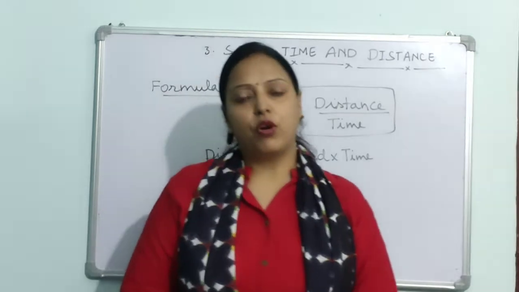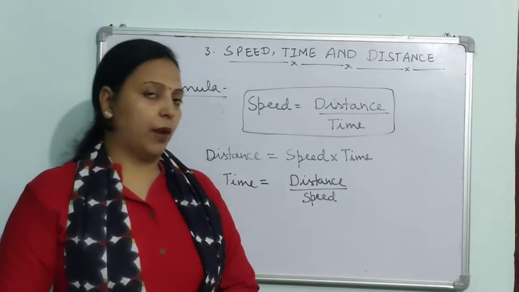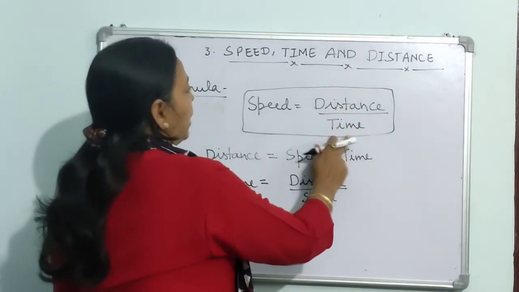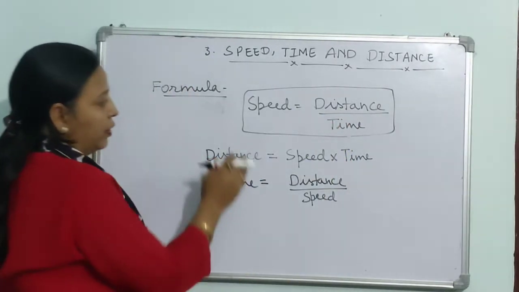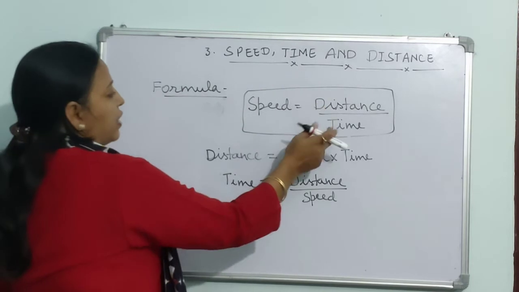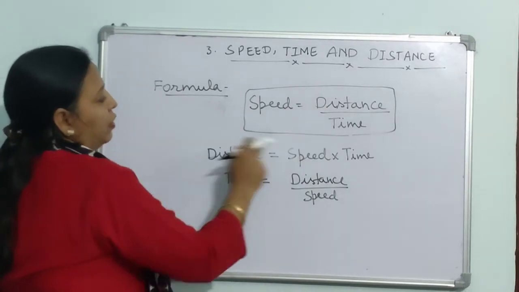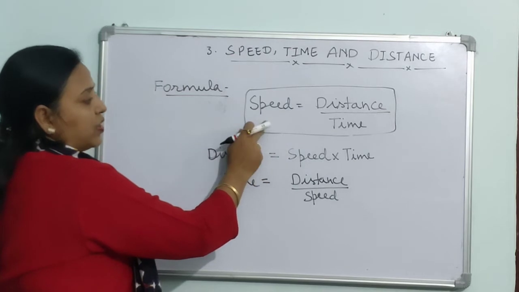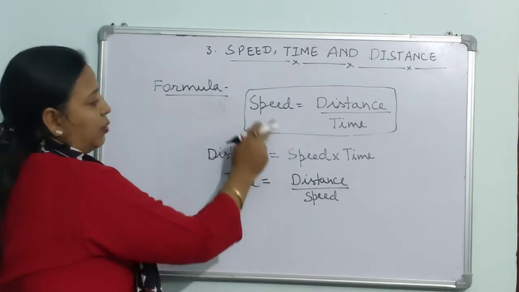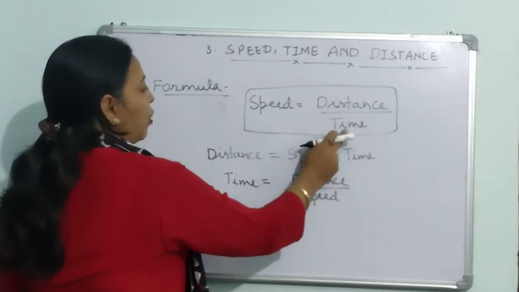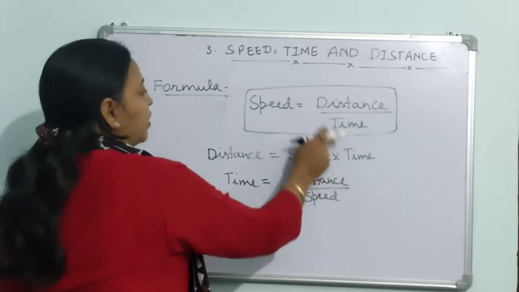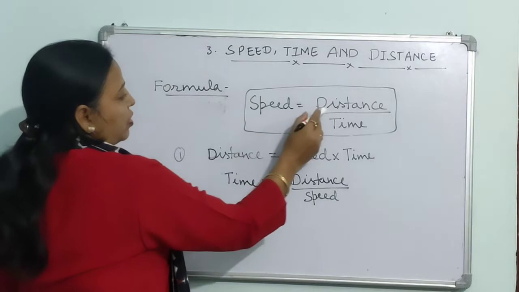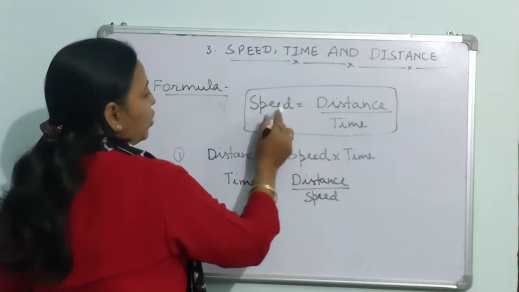So the first formula, the basic formula of this chapter is speed is equal to distance upon time. You have to calculate in this chapter speed, distance and time, and the relation between these three is mentioned here in this formula. So what is the relation between speed, distance and time? Speed is equal to distance upon time, and from this you can find one more formula for the distance. Distance is equal to speed into time.